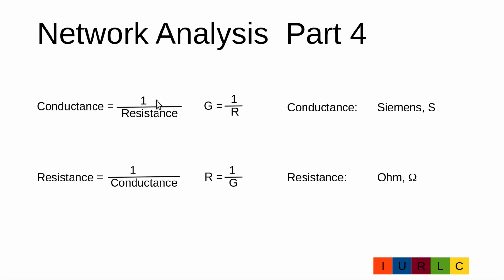It is the reciprocal of the resistance. The formula is G is 1 divided by R, and the unit is Siemens, or in short form the uppercase S. And of course it is also the other way around. The resistance is the reciprocal of conductance. The formula is R is 1 divided by G, and the unit of the resistance is ohm, or the uppercase omega.